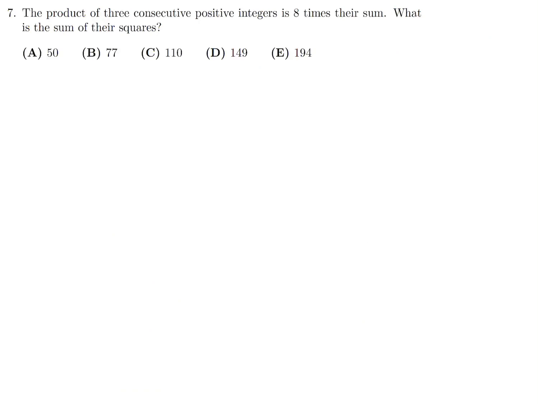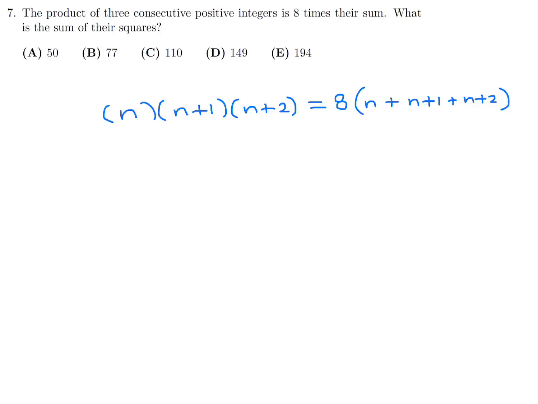The product of 3 consecutive positive integers is 8 times their sum. What is the sum of their squares? So we have 3 consecutive positive integers, n, n plus 1, n plus 2. And their product, so you're multiplying them, is equal to 8 times their sum. So n plus n plus 1 plus n plus 2. So that's the mathematical equation.